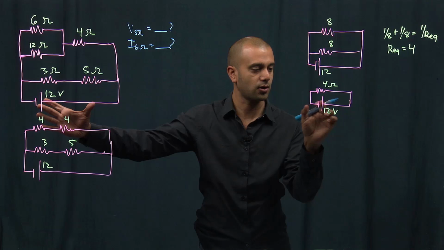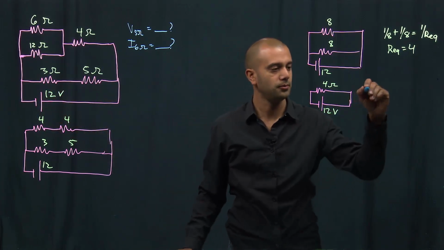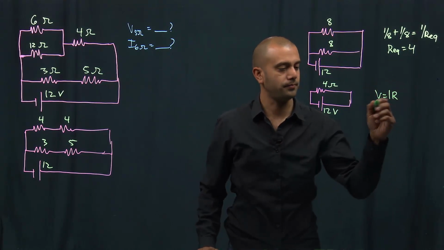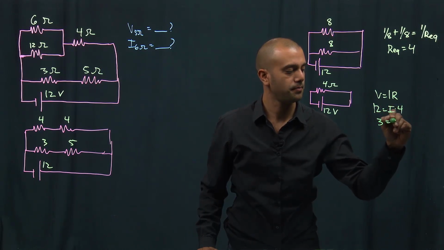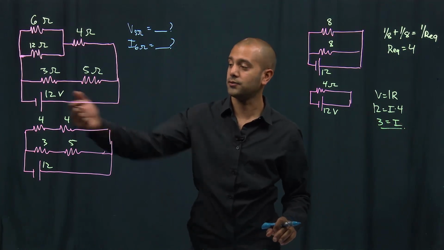So whatever we find for the current through here will be the current through this main branch in the first circuit. And that's very simple, just applying Ohm's law, which is 12 equals IR. So I equals 3 amps. All right, so that's the current through the primary branch.